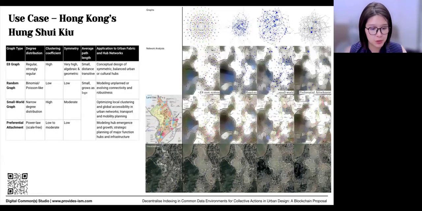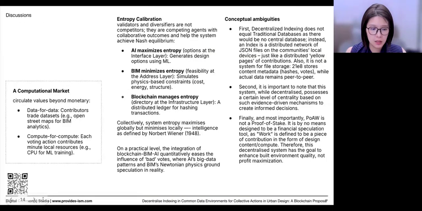Now, of course, this test is very preliminary, and I'm sure that computer scientists can do it much better than I do. But essentially, it tries to demonstrate that in an information system, there needs to be entropy calibration. So these are the two elements. The entropy calibration means that validators and diversifiers are not competitors. They're actually competing agents with collaborative outcomes, and they help the system achieve a Nash equilibrium.